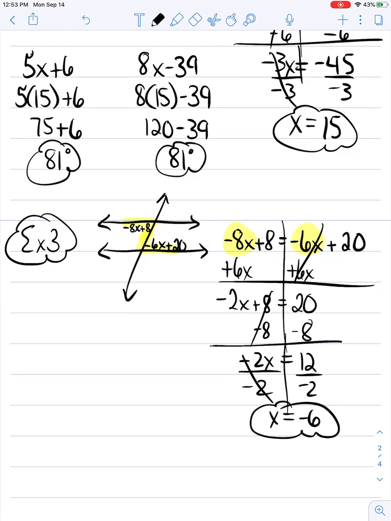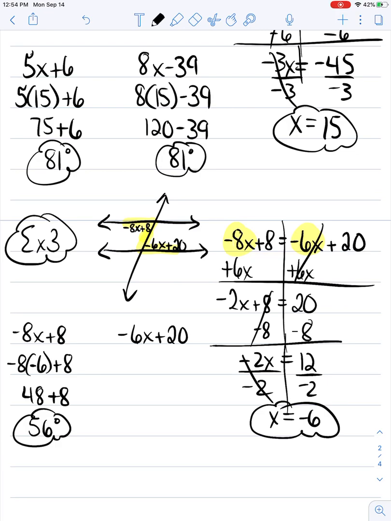X is negative 6. Now I can plug that into my expressions for the fourth and final step to find the actual angle measures. So I'm going to write down those two expressions. So first I'm going to do negative 8 times, we said x is negative 6, plus 8. Now let's solve it. Negative 8 times negative 6 is positive 48. And then 48 plus 8 is 56.